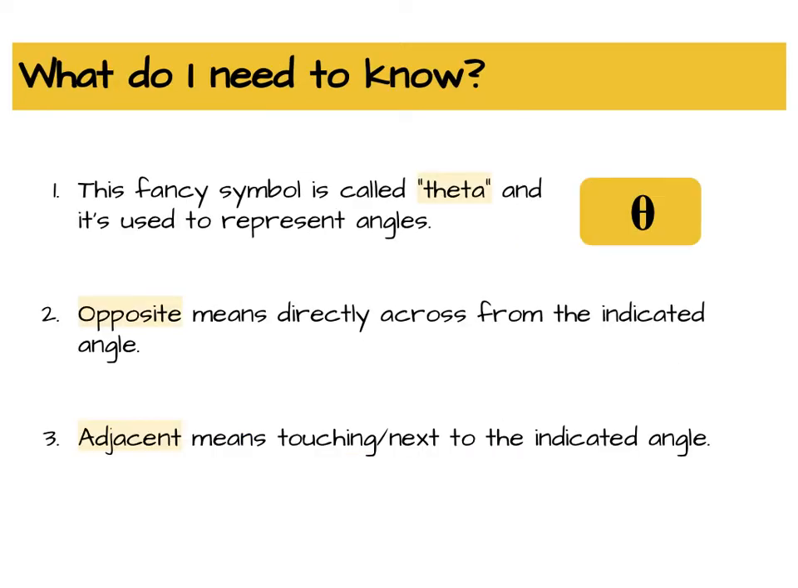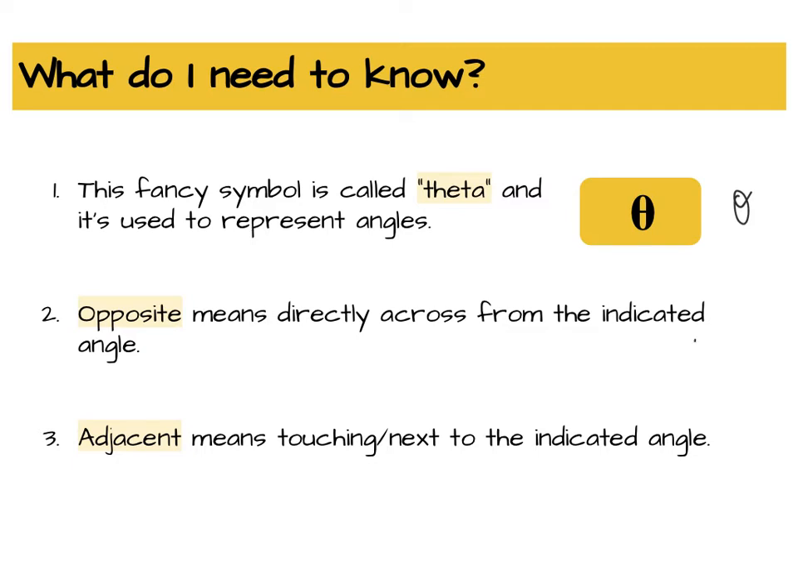Here are three things to know before we get started. The first thing: this fancy symbol is called theta, and it's used to represent angles. Sometimes you'll see it handwritten like this, and it means the same thing. Second thing to know is that opposite means directly across from the indicated angle, and adjacent means touching or next to the indicated angle.